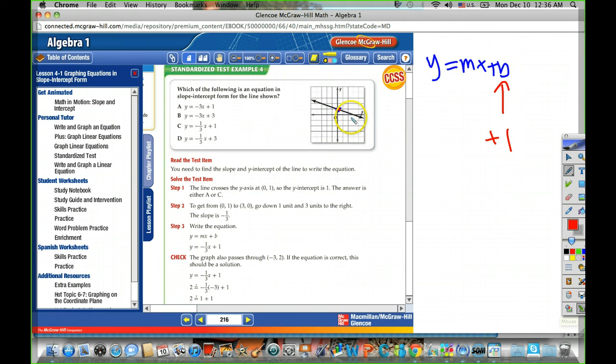Now, I see there is another point here that they're passing. So I'm going to count how many rows. That's 1 over. How many did I run? 1, 2, 3. Again, if I'm going to the left, it's going to be a negative. So negative 3. Don't forget to put down the x. So that's my equation. Y equals negative 1/3 x plus 1. Let's see if that's here. And there it is. And my answer is C. Y equals negative 1/3 x plus 1.